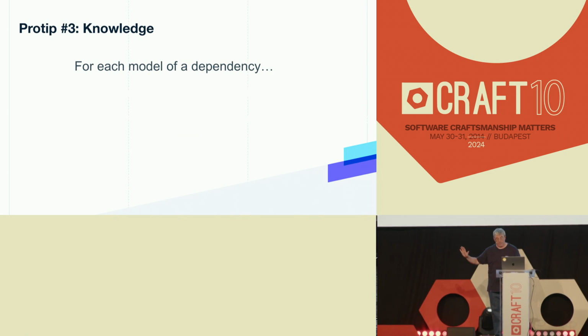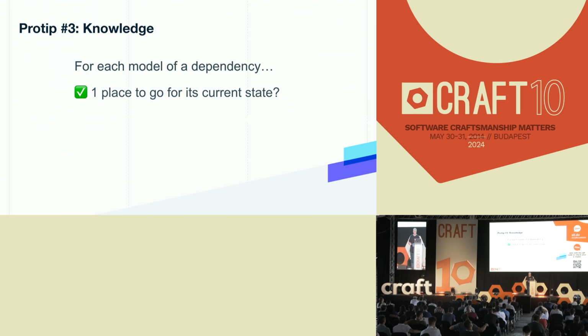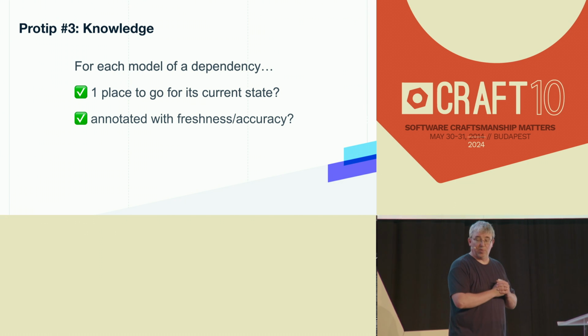And so here's the next pro tip, which is, remember, we want to have models of our dependencies. So for each one of those, do I have one place to go for its current state? Has that current state been annotated with its freshness and accuracy? An example of this might be, let's say that I have a configuration server somewhere, and every 10 minutes, I'm going to go look up what my current configuration should be. And then I'm just going to hold that in memory, and when I want to know what the configuration is, I just ask the in-memory copy. So if we had freshness on it, I might do something different.